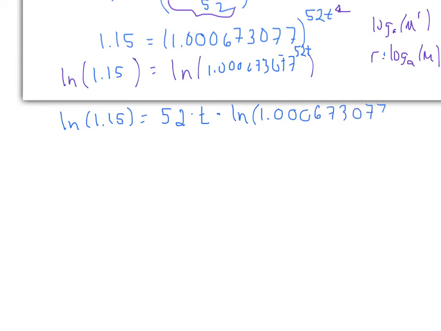Okay, here we go. Sorry, this takes a while to write. And so now what I want to do is solve for t, but everything's being multiplied. Since I want to isolate the t, the best thing here is to go ahead and divide.